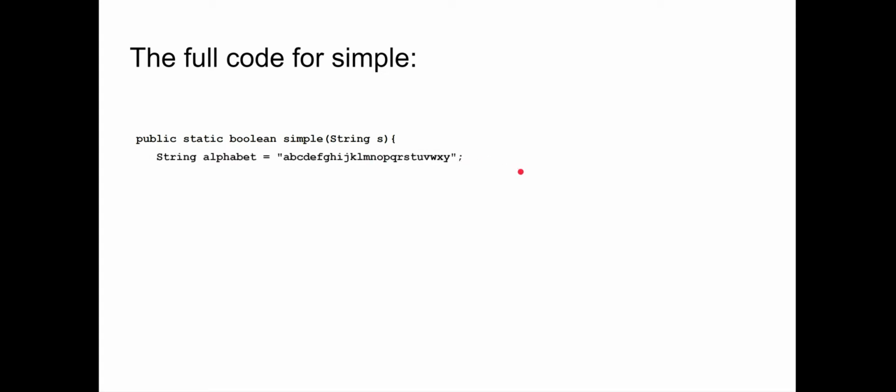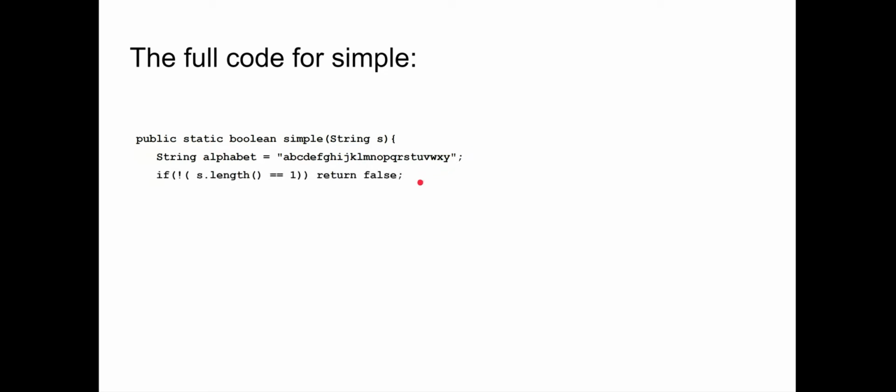And so that's pretty much all we have to do: detect whether or not a string is contained in the alphabet. The full code for simple starts off with those scary public static Boolean bits. We already talked about that; we already defined that first line of code before. We create the variable alphabet, which you'll notice I left the Z out of. It's going to come back and bite us someday.